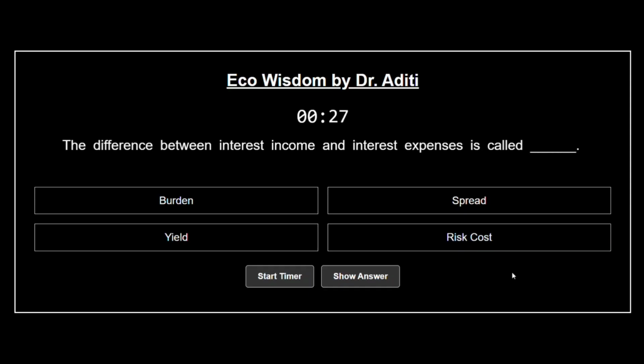Mark your answer. Again, a very technical question. Those who have studied this will know. Last 10 seconds to mark your answer, and we are almost through it. Let's see the correct answer.